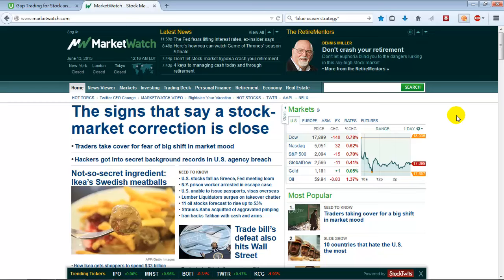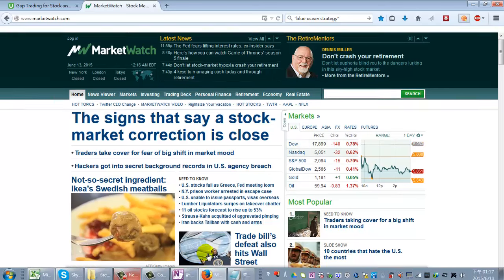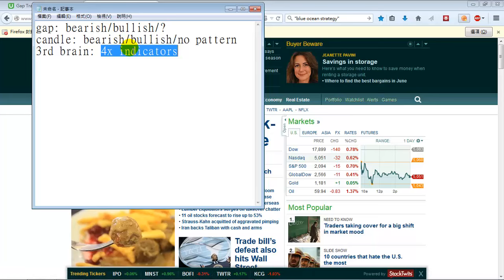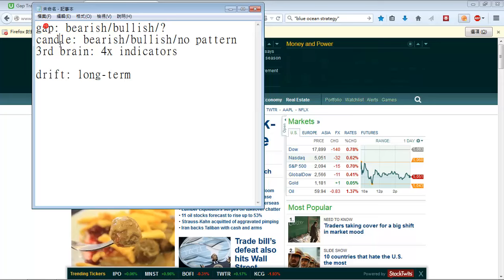And second is, if you go with drift, what you're using is a long-term indicator, whereas the gap and the candlesticks are short-term indicators. So you might think a long-term indicator like drift is not so useful for a third brain because it's long-term and we're doing swing trading on gaps and candlesticks.